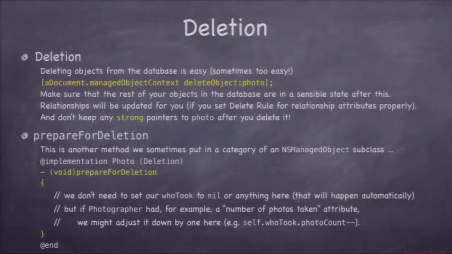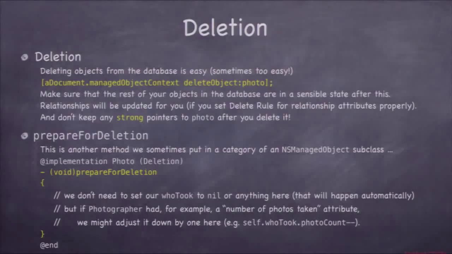Okay? One other thing about deletion that's kind of cool. Core Data will send a message, prepareForDeletion, to the object when you send deleteObject. So if I say deleteObject photo, that photo will be sent prepareForDeletion, if it implements it. And the cool thing is you can put this prepareForDeletion in a category. So you can add the prepareForDeletion method to Photo or Photographer in a category. Now, what would you do in that prepareForDeletion? Well, you don't need to do anything with the whoTook or the photos or anything like that. That's all taken care of for you. But what if you had another property somewhere in the database which was counting the photos, and deleting this photo would change that count?